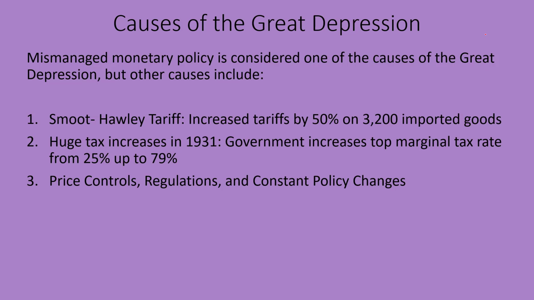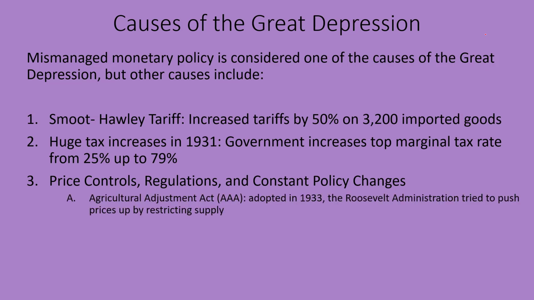So I'll give you a couple examples of these regulations or policy changes. One of which is the government instituted what is called the Agricultural Adjustment Act, or the AAA Act, and that was adopted in 1933 under the Roosevelt administration as part of the New Deal. And what they basically tried to do here is push prices up by restricting the supply of agricultural products. So farmers came to the government and lobbied hard for a policy like this, saying, hey, we're having trouble selling our products for enough money. The monetary policy, again, has caused prices to go down.